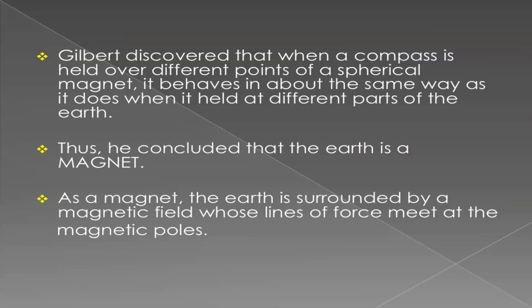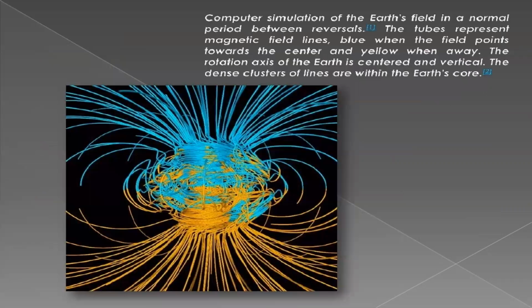Gilbert discovered that when a compass is held over different points of a spherical magnet, it behaves in about the same way as it does when held at different parts of the Earth. Thus, he concluded that the Earth is a magnet. This picture shows a computer simulation of the Earth's field in a normal period between reversals. The tubes represent the magnetic lines, which are blue when the field points towards the center and yellow when it points away. The rotation axis of the Earth is central and vertical.